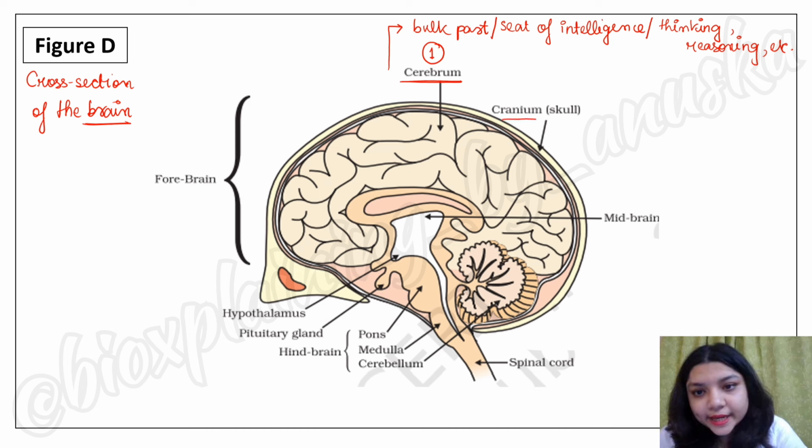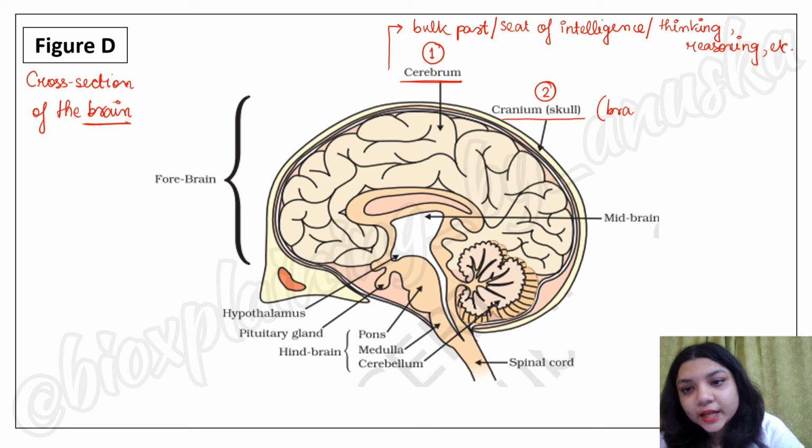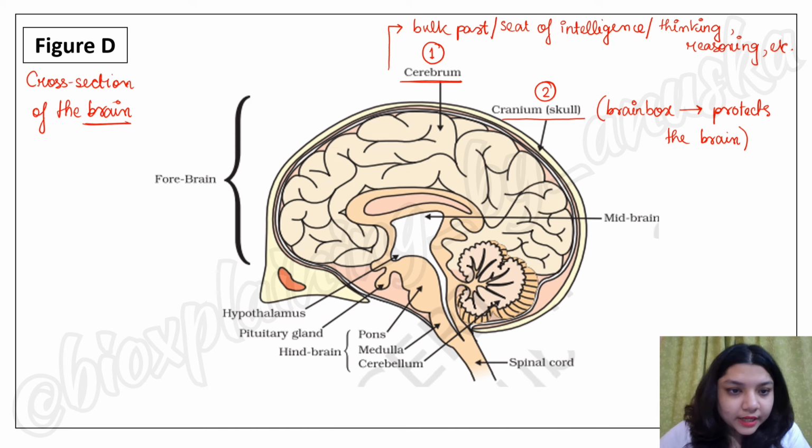Now, this second part, what is it showing? It is showing the cranium or the skull, that is the covering of the brain, right? So the cranium or the skull is basically nothing but your brain box. It is a part of the skeletal system. What does it do? It protects the delicate brain inside. That's its job.